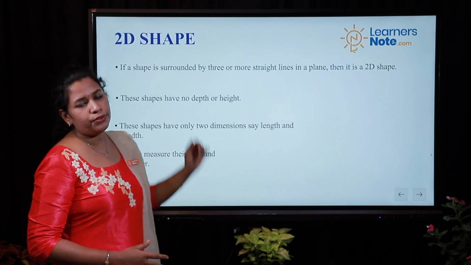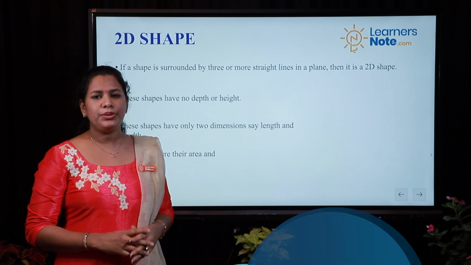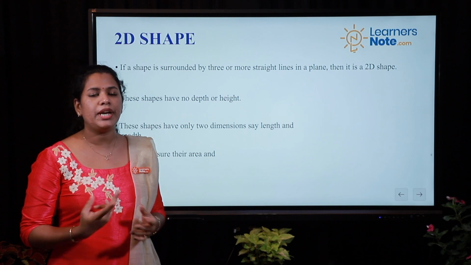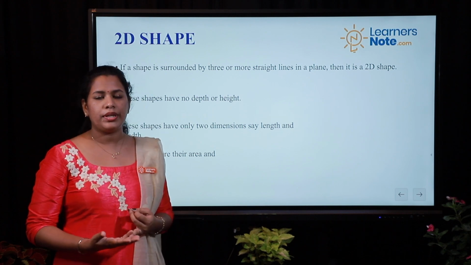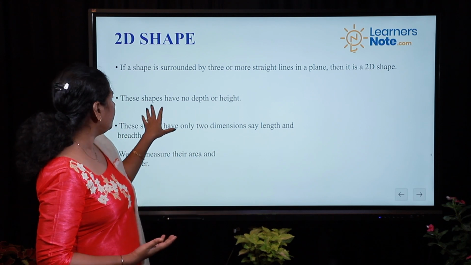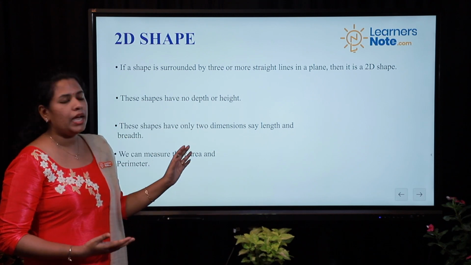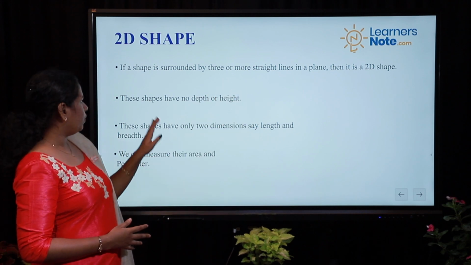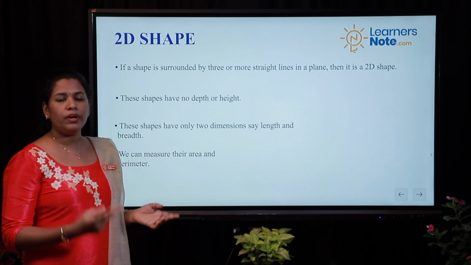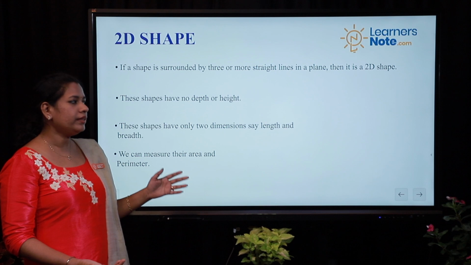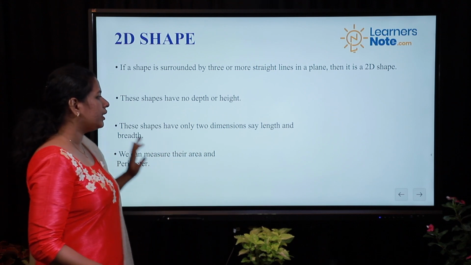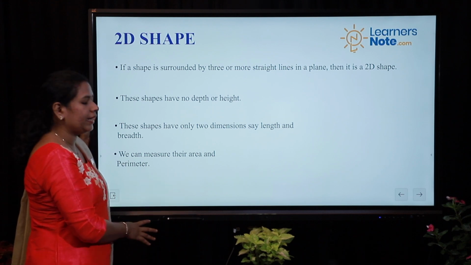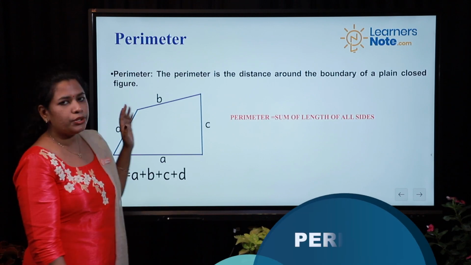First of all, I am going to discuss 2D shapes. 2D shape means we are taking two dimensions, length and breadth, or width. If a shape is surrounded by three or more straight lines in a plane, then it is a 2D shape. These shapes have no depth or height, only two parameters, length and breadth. We can measure their area and perimeter. That is about 2D shapes.